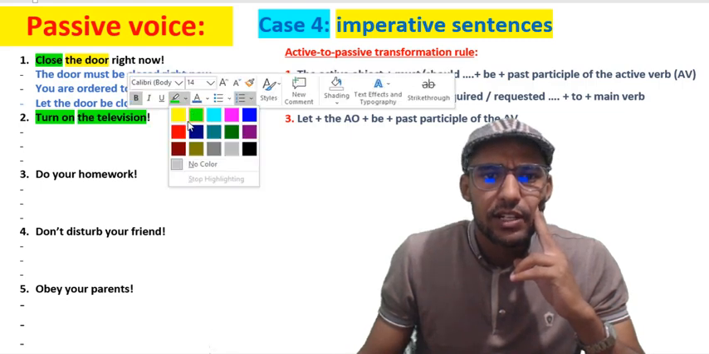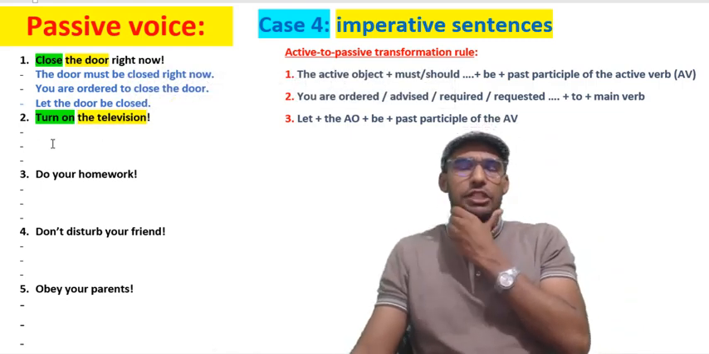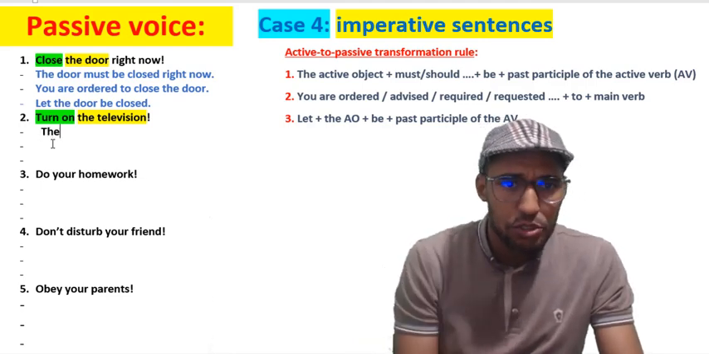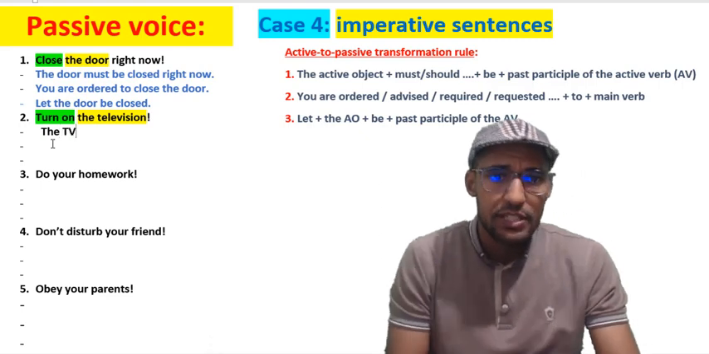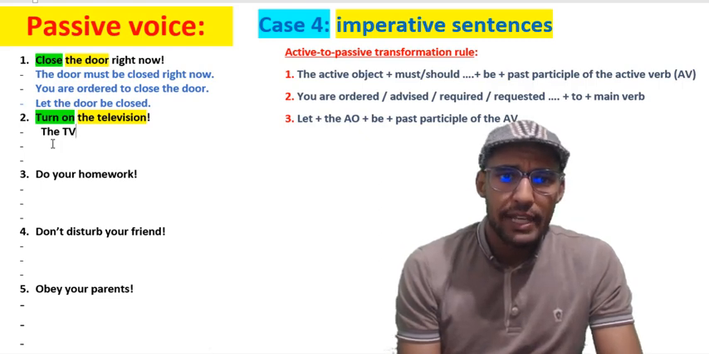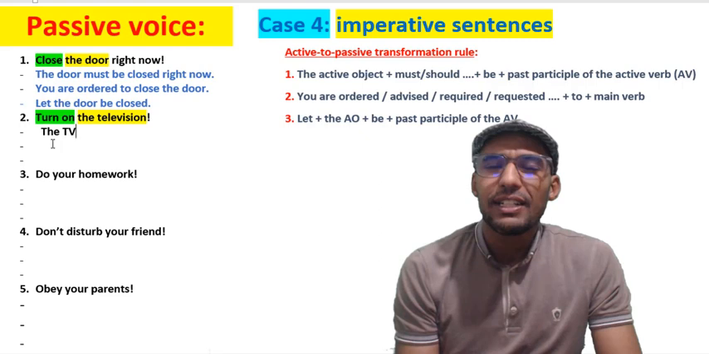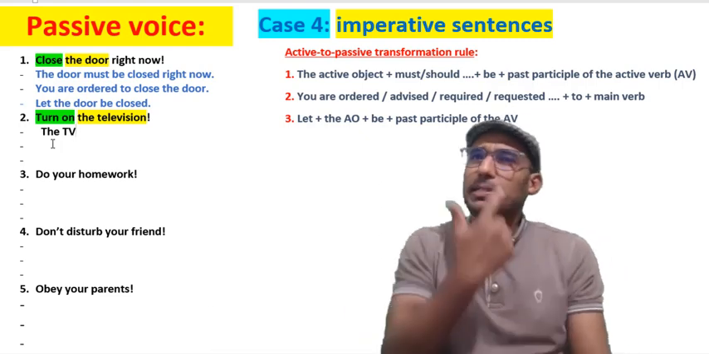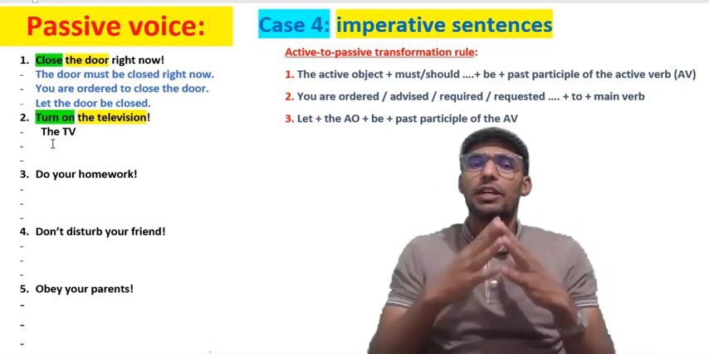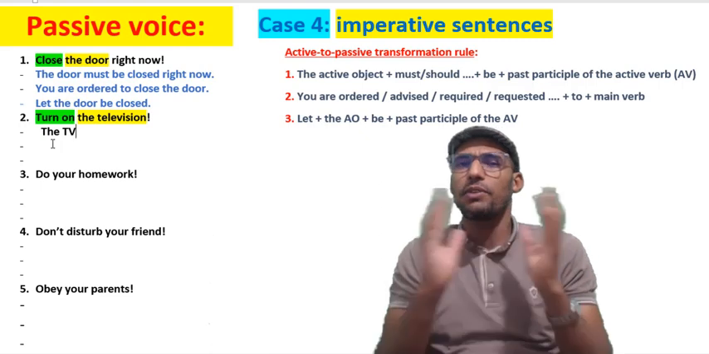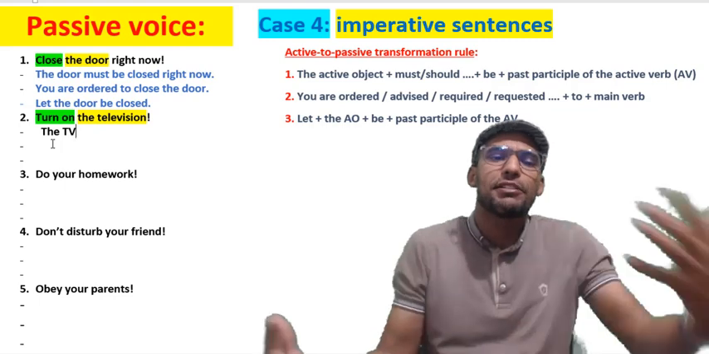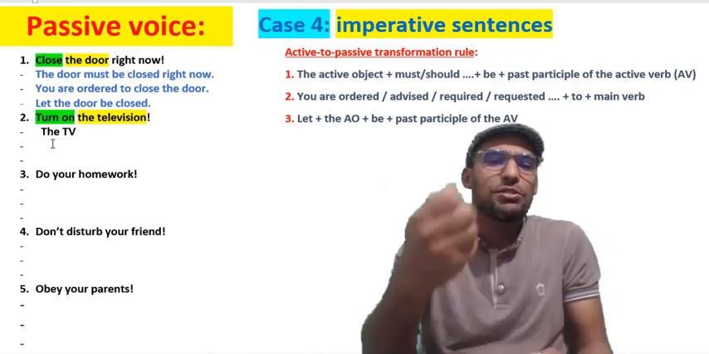TV, this is the active object. So the statement would be the television, or the TV, just to make it short, the TV must be turned on. If we feel that this is an obligation, but it's not that much of an obligation actually, it can be considered a request, something relevant to the TV and so on. Maybe your father or your sister is requesting you to turn on the TV.